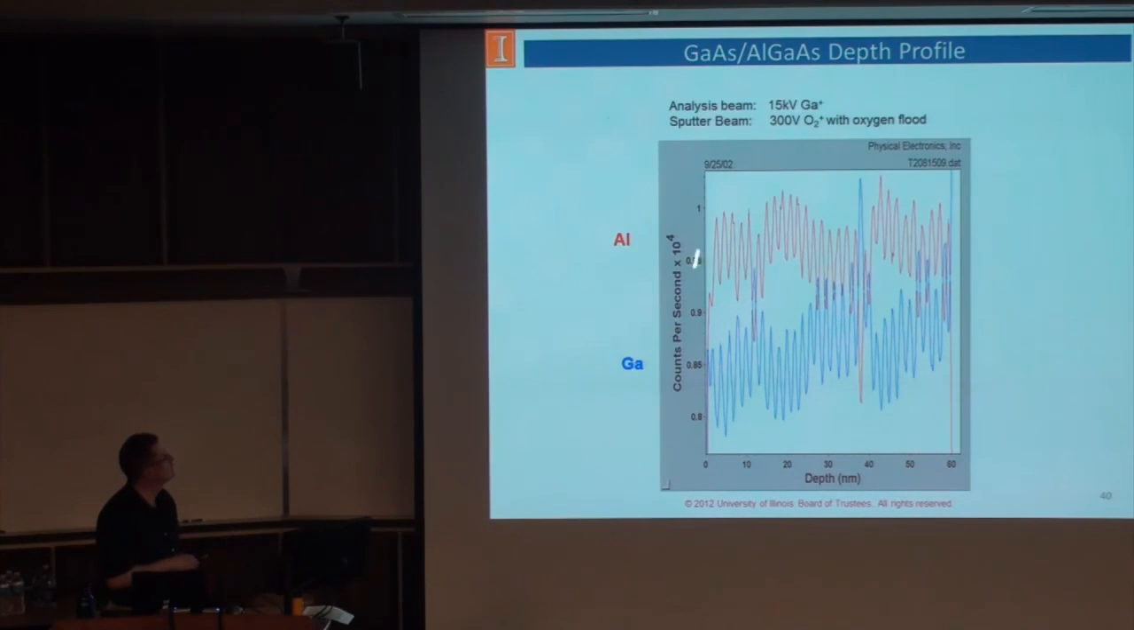This is an aluminum gallium arsenide multilayer. You can see that when the aluminum goes up, the gallium goes down, and vice versa. They actually did this measurement with multiple instruments on this sample, and it traces the same way on both of them. So the fact that we have much stronger gallium at this point and much weaker aluminum is actually true for this sample. And this shows that we have approximately one period every 2 nanometers in depth.